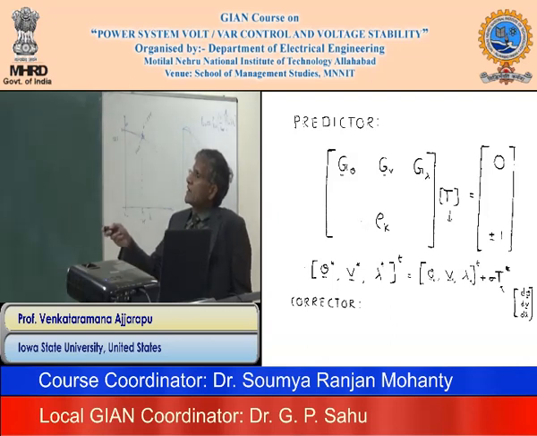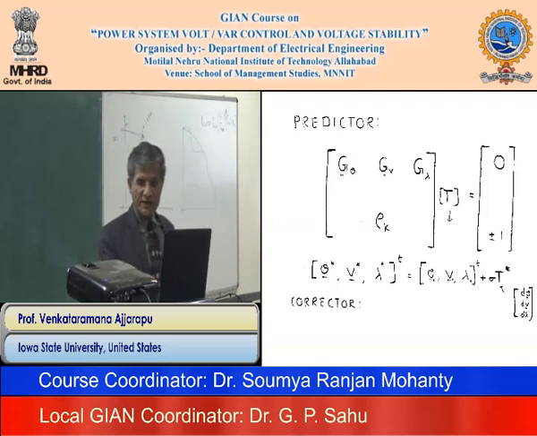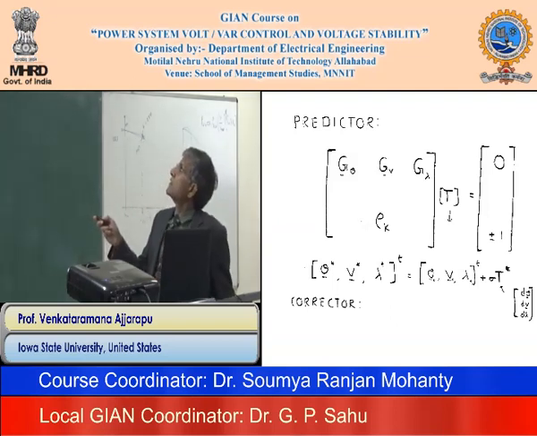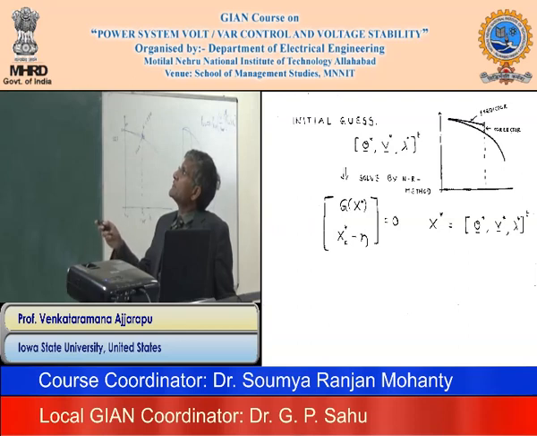So your, sorry, this is predictor. So this is predicted values of theta, voltage and lambda, that is original values plus sigma as I mentioned, step length and the tangent vector. Now what is the tangent vector here? D theta, dV and d lambda, right? So that is the tangent vector and that is the predicted solution. So initial guess here becomes this, right? And if you calculate the g value, it's obviously non-zero, right?